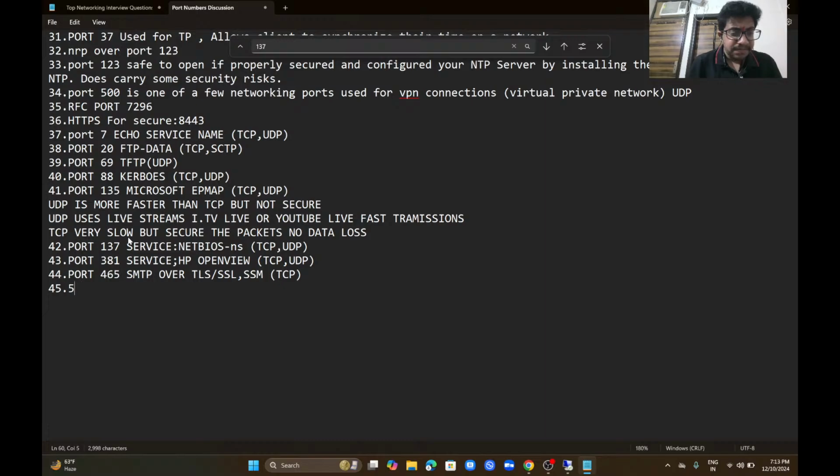Okay, port 593 is Microsoft DCOM, the service, and it uses TCP comma UDP as the protocols, transmission control protocols.